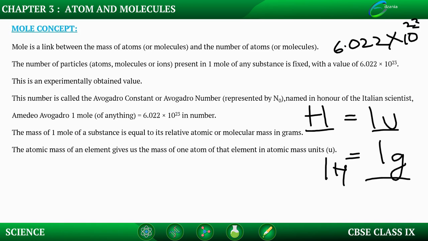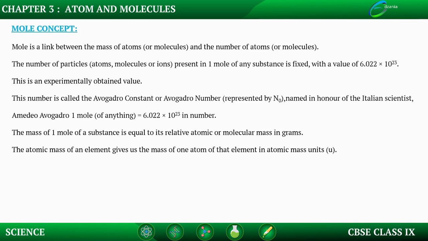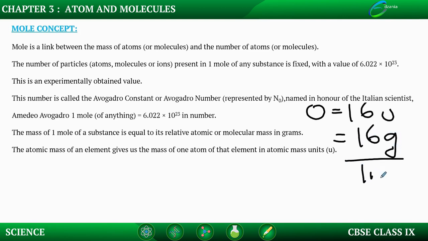Now taking another example, oxygen. We know that the atomic mass of oxygen is 16 units. So in grams, it is going to be 16 grams. So 16 grams is 1 mole. And 1 mole is 6.022 into 10 raised to 23 atoms of oxygen.